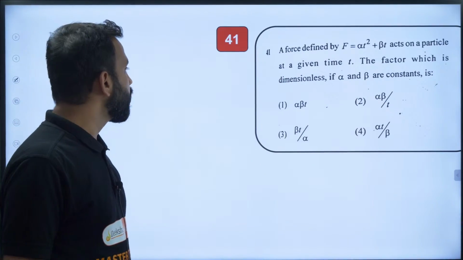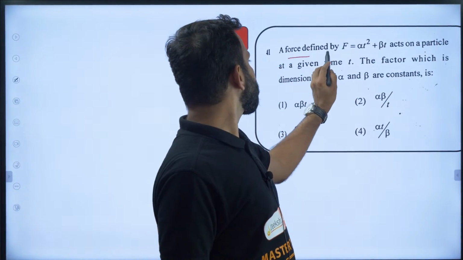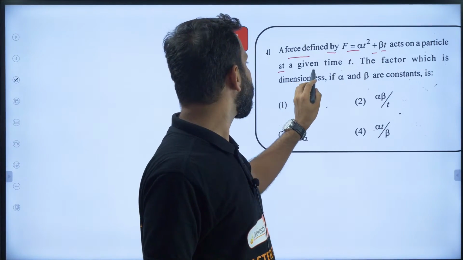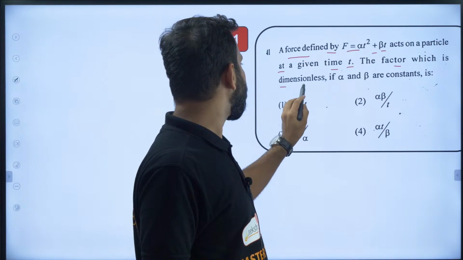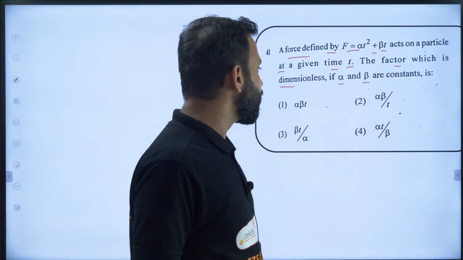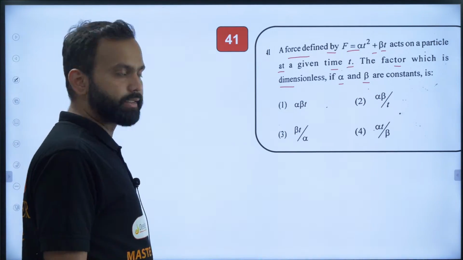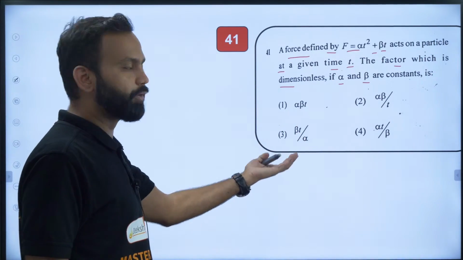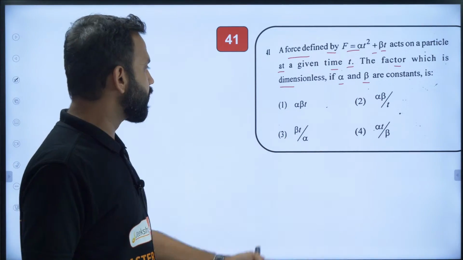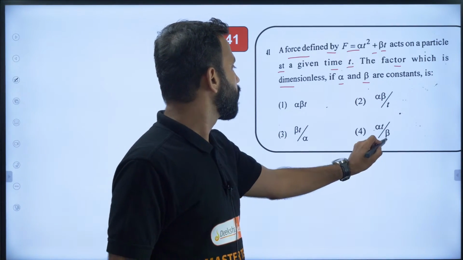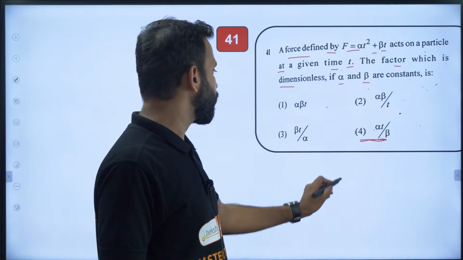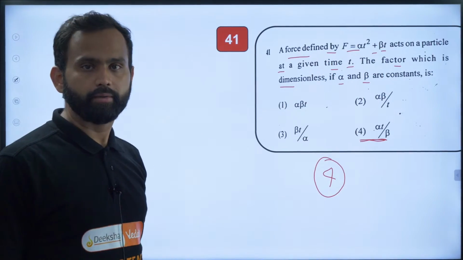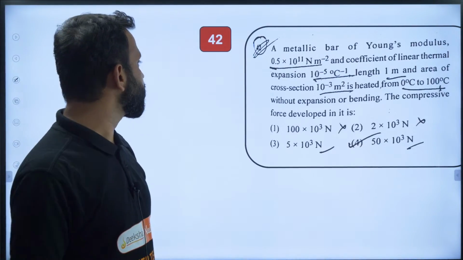Question number 41. A force defined by F equal to alpha t square plus beta t acts on a particle at a given time t. The factor which is dimensionless, if alpha and beta are constants, is. We need to find the correct option, so you have to check every option. First find the dimension of alpha and then of beta. You will get the answer, alpha t divided by beta. So the fourth option is correct.